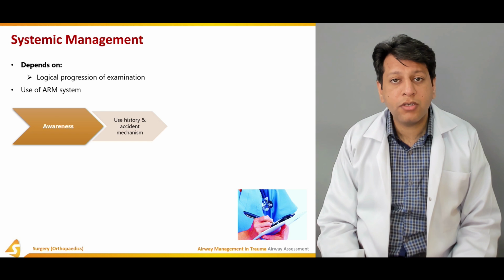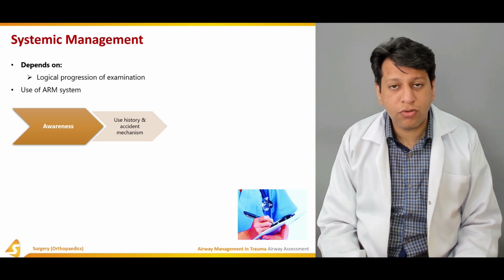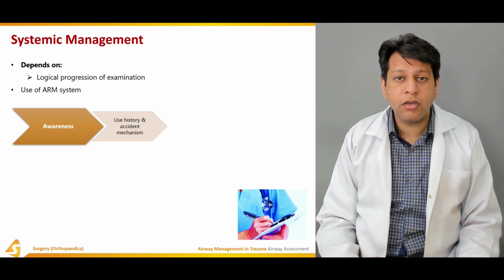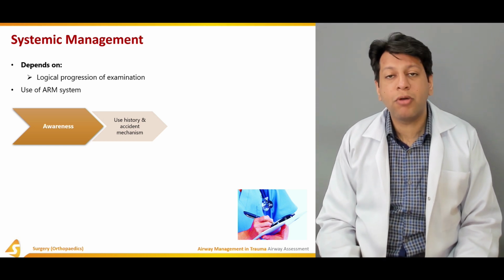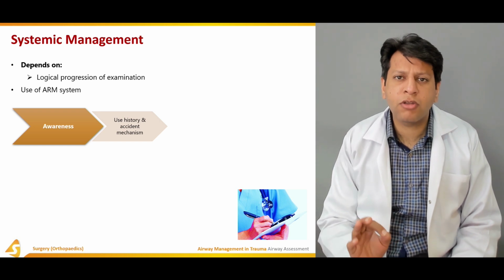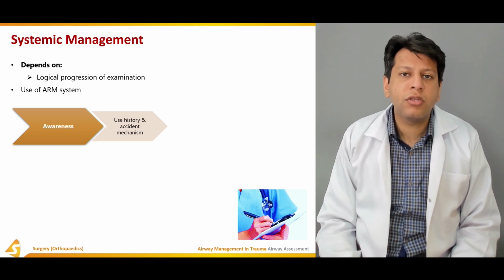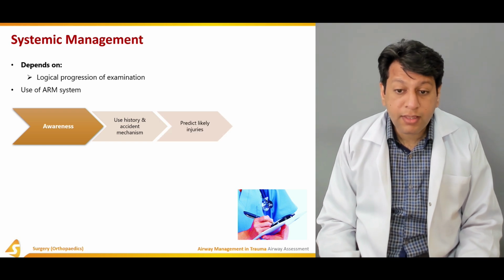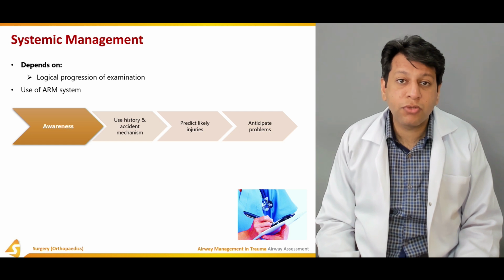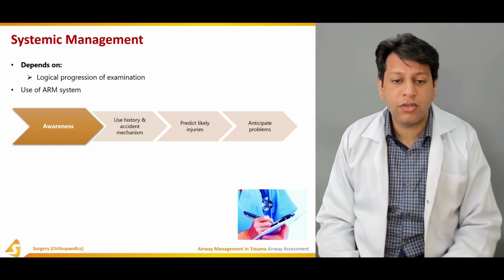For example, if the patient has no injury but there are seatbelt marks, we should suspect blunt chest as well as abdominal injury. So history and accident mechanisms give us a clue as to what could possibly be wrong with the patient. That is, predict likely injuries and anticipate problems which could be associated with the airway and cervical spine.